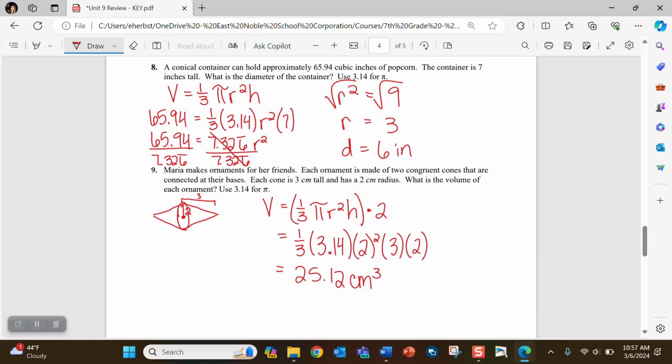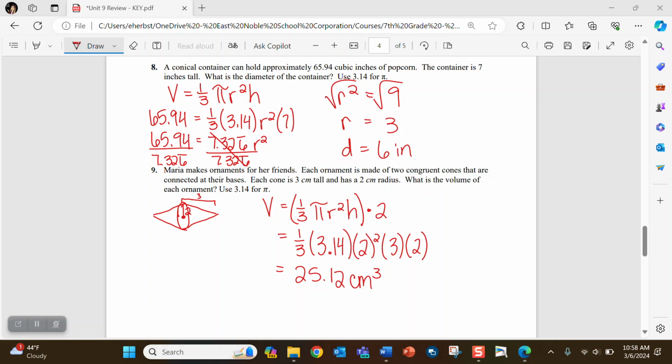Finally, an example about ornaments, again, shaped like cones, 2 congruent cones that are connected at their bases. So I tried to draw a picture there. Each cone is 3 centimeters tall, so that's the height, and has a 2 centimeter radius. You could have done this a couple different ways. I chose to just find the volume of one of the cones and then double it because there are 2 of them. So that's 1/3 times pi times 2 squared times 3, and then that times 2 in the back is, again, because I'm doubling it, and you get 25.12 centimeters cubed.